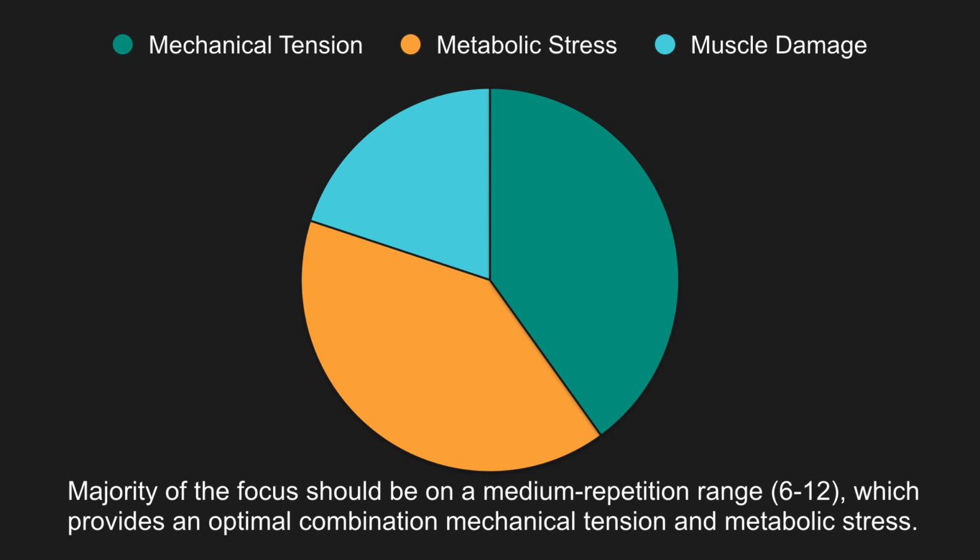Now, it's best to think of repetitions in regards to hypertrophy as a bell curve. It's good to use the entire curve, but optimal would be to spend more time in the sweet spot of 6 to 12 repetitions. This intensity range gives the best ratio of mechanical tension, metabolic stress, and muscle damage.